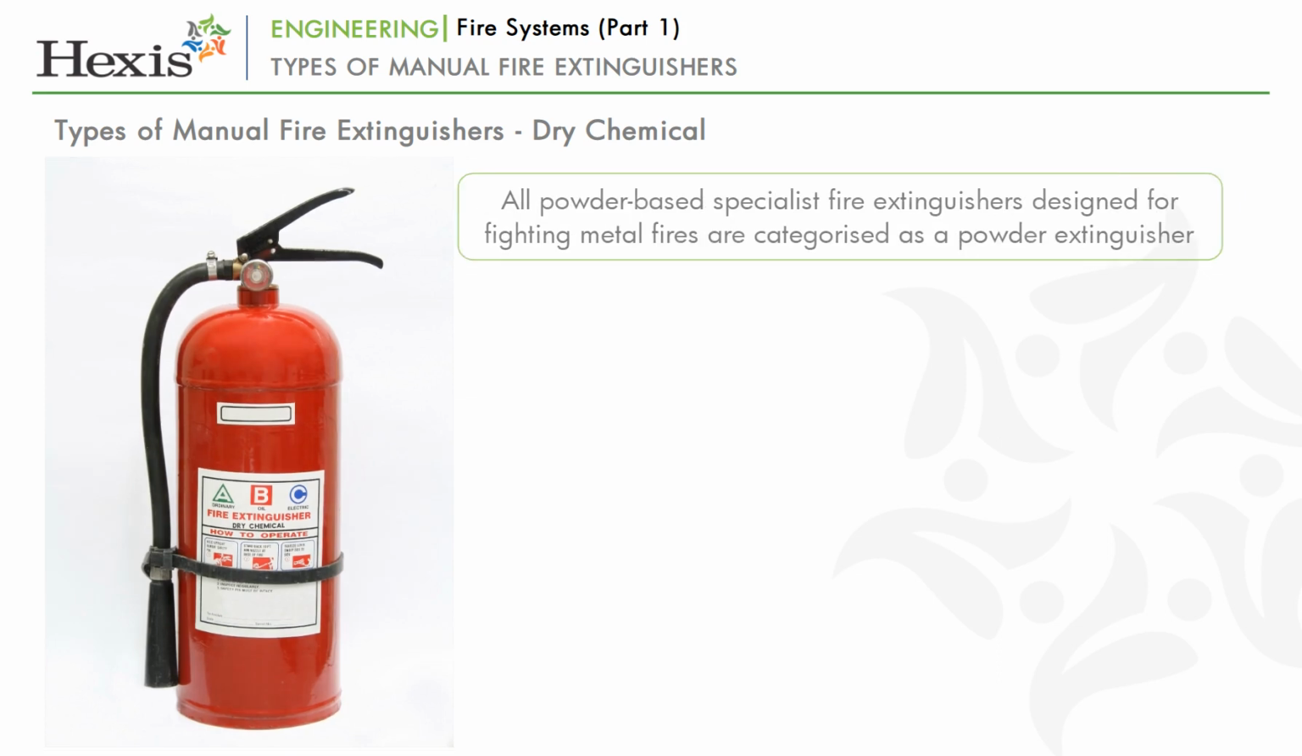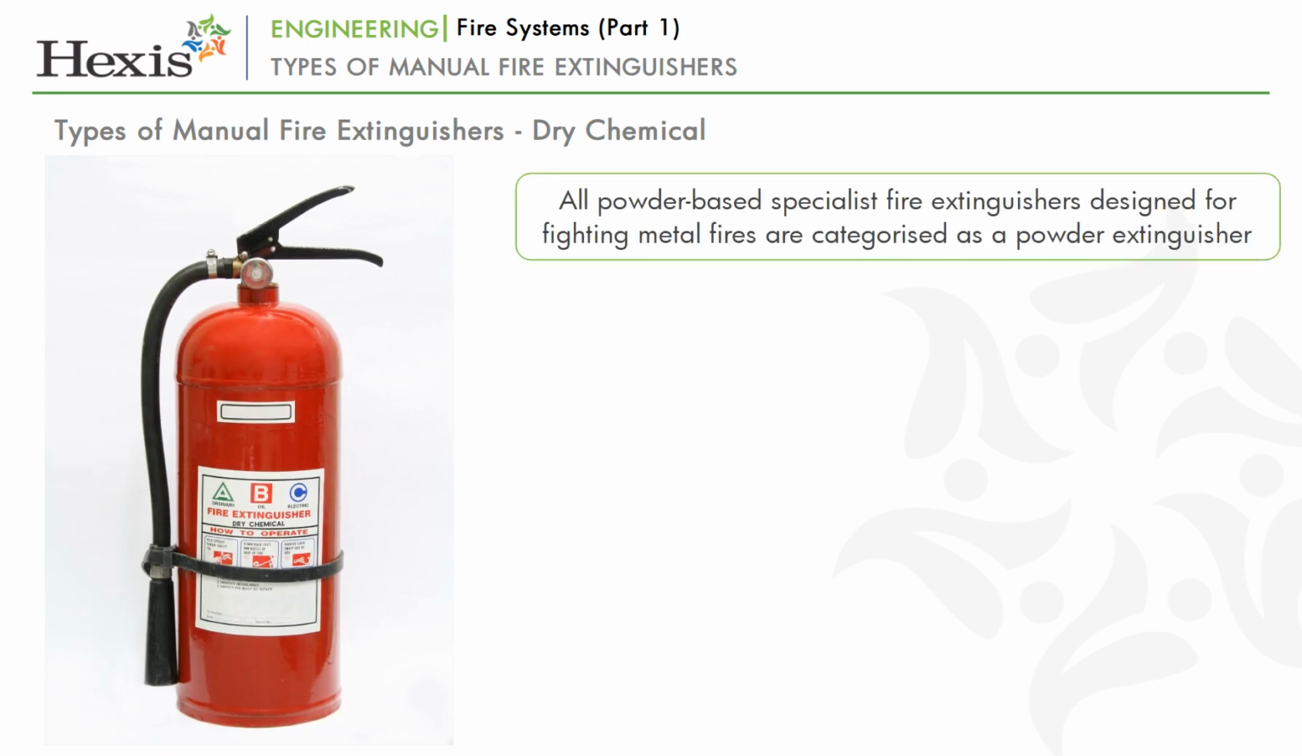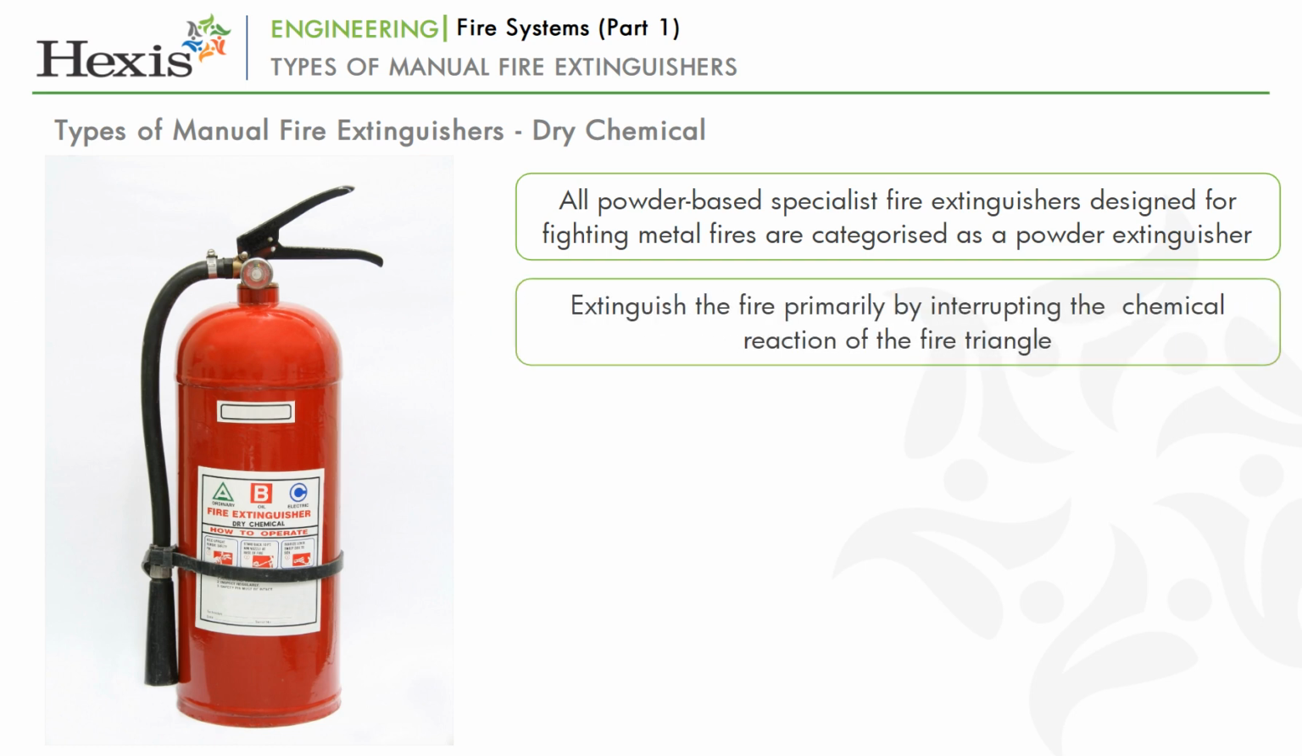All powder-based specialist fire extinguishers designed for fighting metal fires are categorized as a powder extinguisher, so are colored red with the familiar blue panel above the operating instructions. Dry chemical fire extinguishers extinguish the fire primarily by interrupting the chemical reaction of the fire triangle.